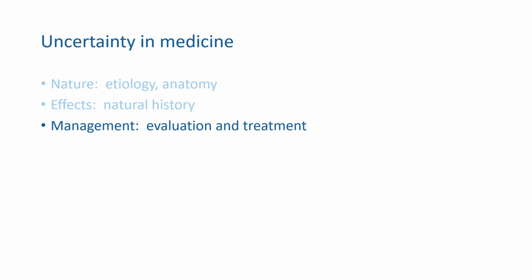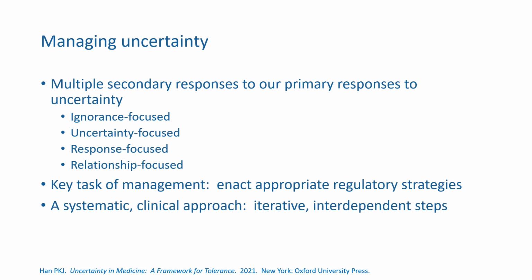The last set of frameworks I will present focus on the management of uncertainty. Specifically, how should we go about evaluating and treating uncertainty and its effects? I've argued that uncertainty elicits both primary psychological responses, most of them negative or aversive, as well as secondary responses aimed at coping with these primary responses. These strategies are ignorance, uncertainty, response, and relationship focused. The key task in managing uncertainty is to enact the most appropriate regulatory strategies for a given individual and situation. The question is, how can we accomplish this task?